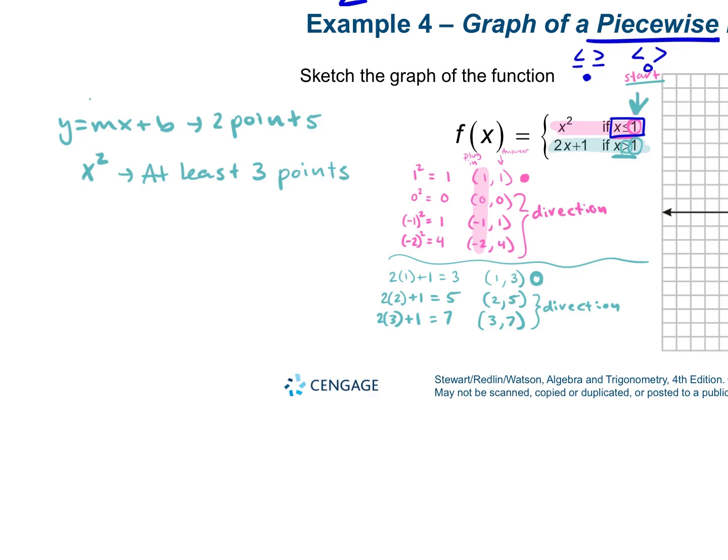So if it's a line, if it's just x to the first power, like it is in this one here, this one was a line, we only need 2 points. But if it's x squared, you need at least 3. It doesn't hurt to plug in more.